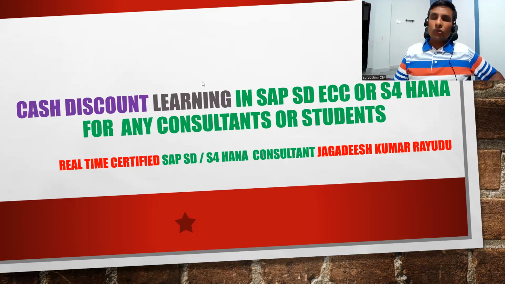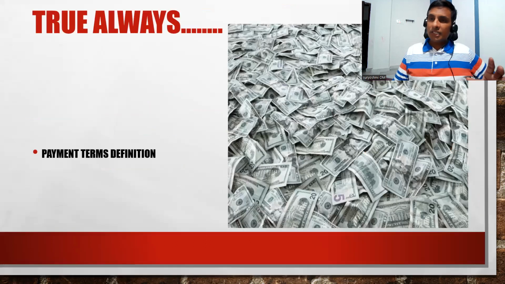Okay, cash discount, let's see this. So basically this is one of the special condition types, like I explained other condition types. If you come here, look at that, too much cash. This much cash, they don't give as a discount. So let's see this on a serious note.